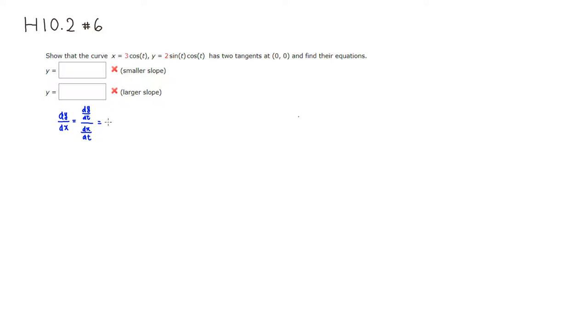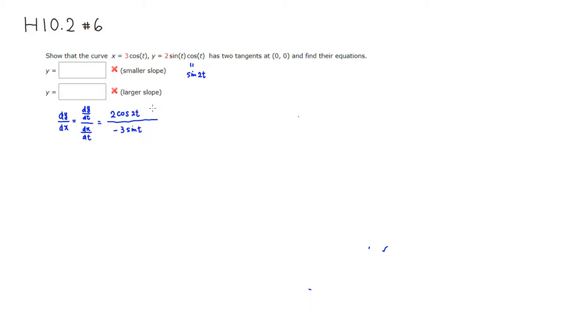So the derivative of y: you have a sine of t and a cosine of t. We can probably use the trig identity. This is actually the same thing as sine of 2t. So the derivative is going to be cosine of 2t, then multiply by the derivative of 2t, which is 2. So it's going to be 2 cosine of 2t. And the derivative of x would be negative 3 sine of t.